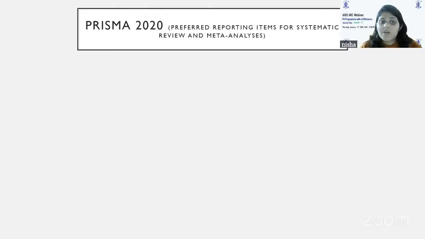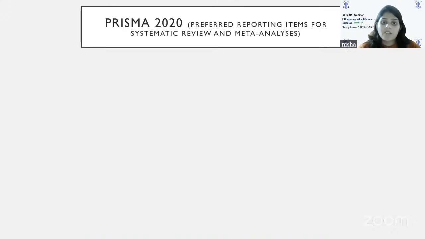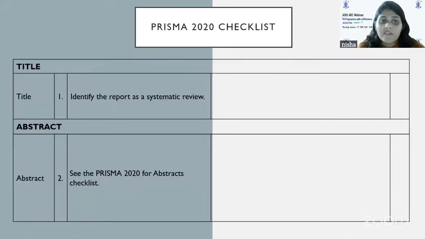So this is PRISMA 2020. PRISMA stands for Preferred Reporting Items for Systematic Review and Meta-Analysis. And it is a checklist of 27 items. Basically it just establishes a baseline for all meta-analyses and systematic reviews so that they adhere to this, and it improves the quality of the research material that is available. So these are the 27 points.